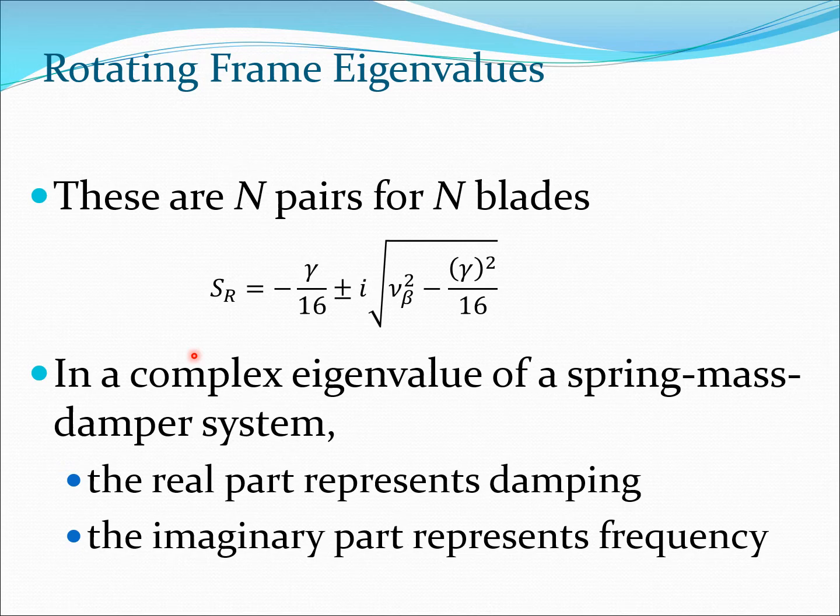Now, typically if you go back to our thinking about a spring mass damper system, you will recall that the real part of this would be damping. So this term negative gamma by 16 would represent a damping type of term, and the imaginary part represents frequency. So these are the two aspects of the system that we need to keep in mind.